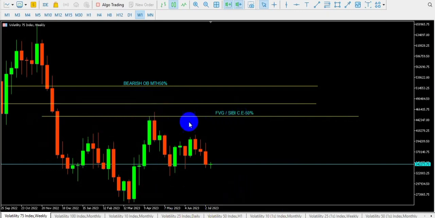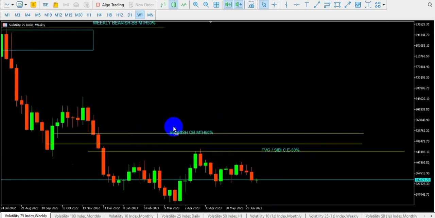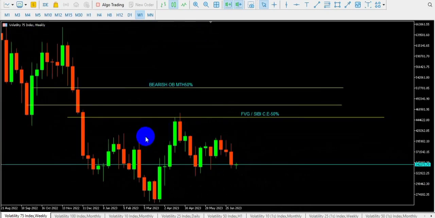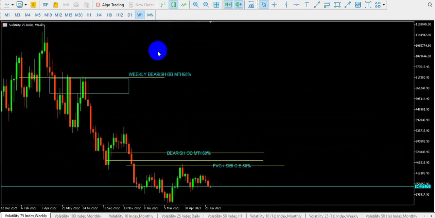So yes, this is the consequent encroachment of the fair value gap on the weekly time frame. Now watch closely what happened when price began to do its thing.